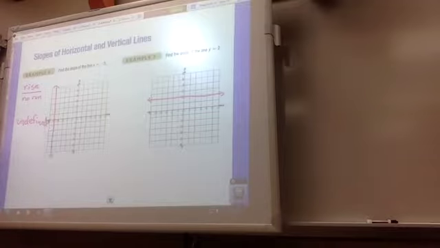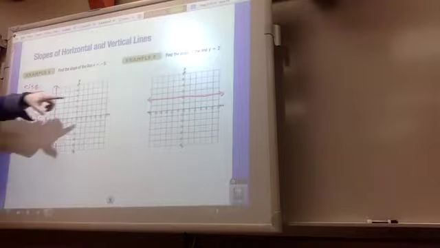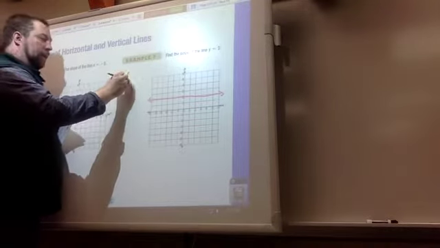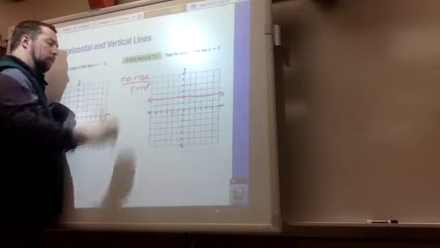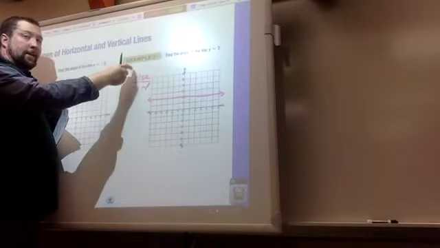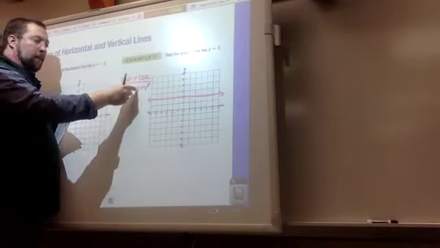Its slope is undefined, because technically no run means 0, and you'd be dividing by 0, which you can't do, it's undefined. Whereas this one has no rise, but it has a run. So you've got 0 on top divided by the run, so this has a slope of 0.